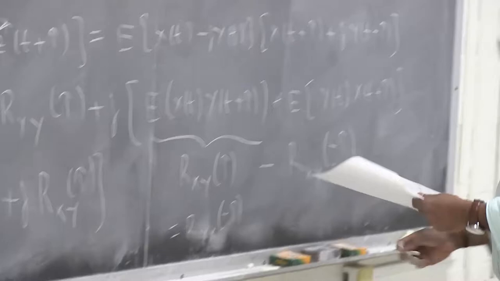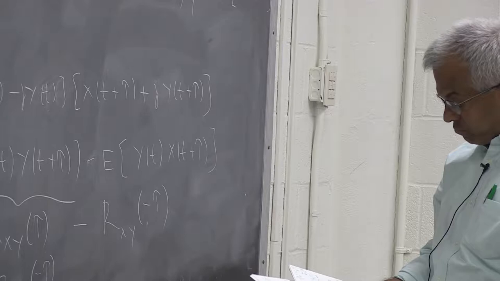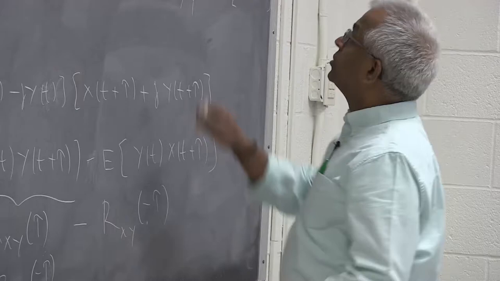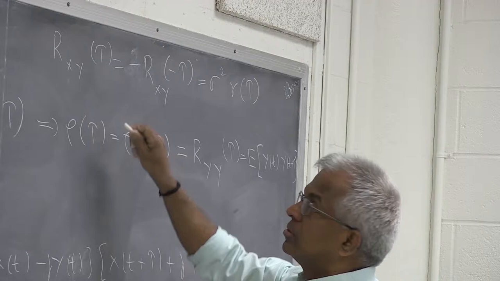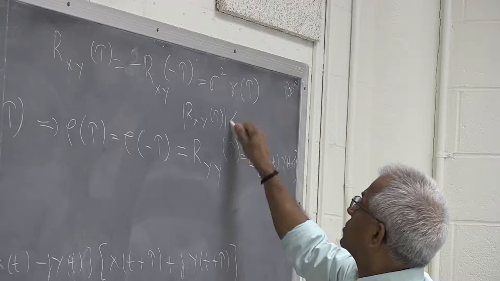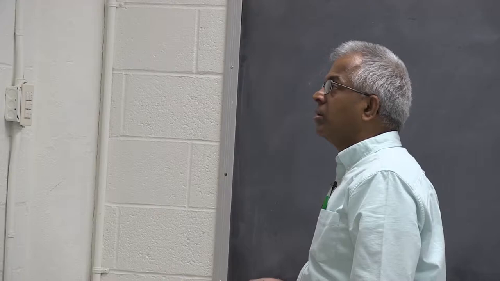And I also want to write rxy tau by pulling out the sigma squared. Whatever is remaining, I'm going to call it r tau. Because again, from the Schwarz inequality, rxy tau is less than or equal to the square root of rxx 0 multiplied by ryy 0. But each of them is equal to sigma squared, so that's true. So this is like the correlation function.